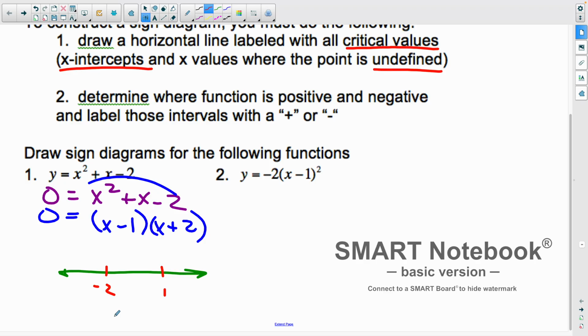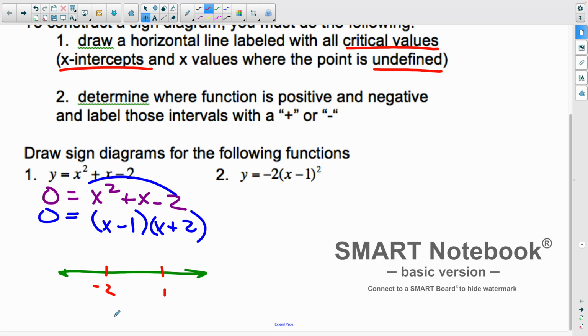Tell me about a parabola. Where is a quadratic undefined? Does it touch the x-intercepts? At the vertex? Not quite, but that's a good thought. Is there any value for x I can't plug in and find a point on a parabola? What's the domain? All real numbers, right? So are there any undefineds here? There's not.